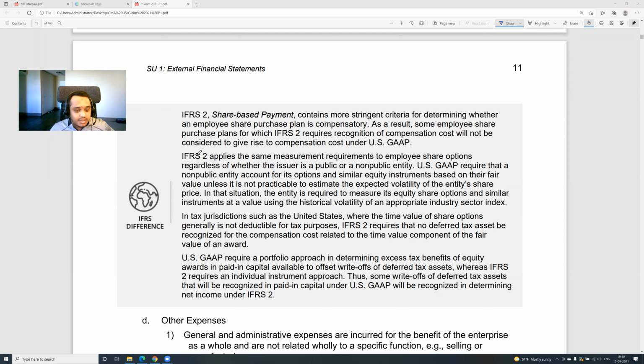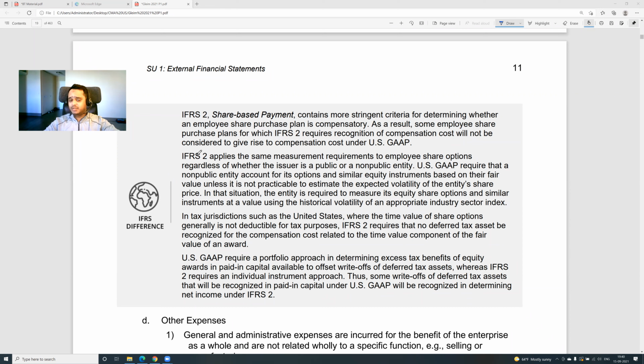In tax jurisdictions such as the United States, where the time value of share options generally is not deductible for tax purposes, IFRS 2 requires that no deferred tax asset be recognized for the compensation cost related to the time value component of the fair value of an award. I hope you guys know what is deferred tax asset. Anyone not aware about it? Are you guys there with me?